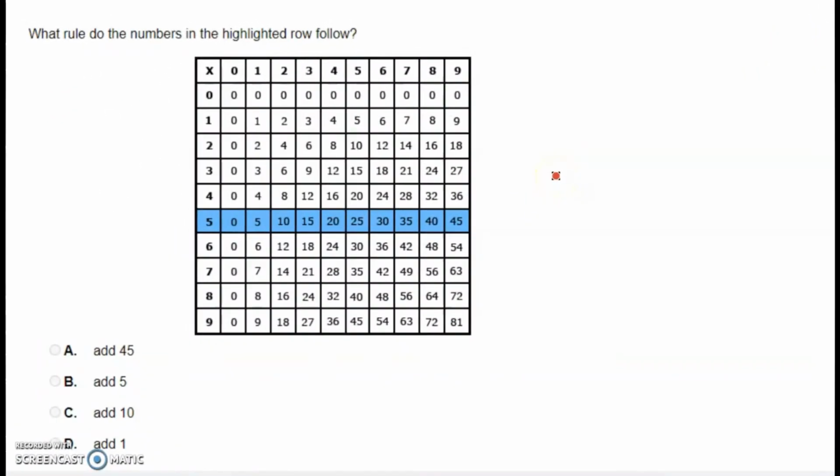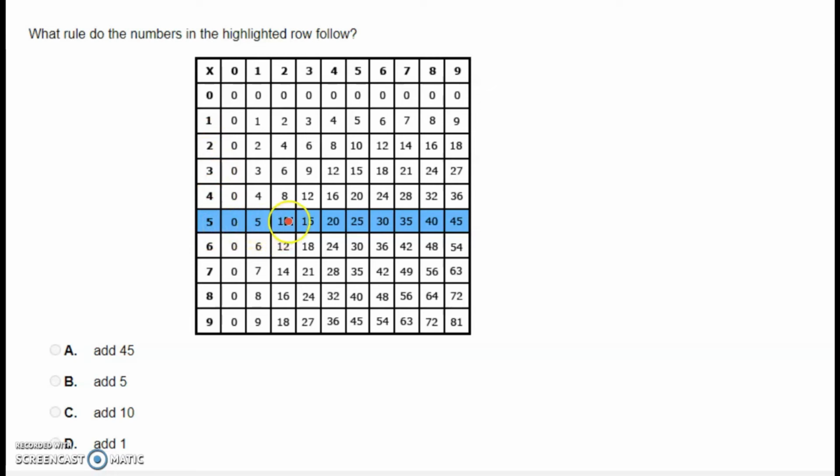Our next exercise. What rule do the numbers in the highlighted row follow? 5, 0, 5, 10, 15, 20, 25, 30, 35, 40, 45. Let's start with 0 here, because this is the times table of 5. 0 jumps to 5. 5 jumps to 10.